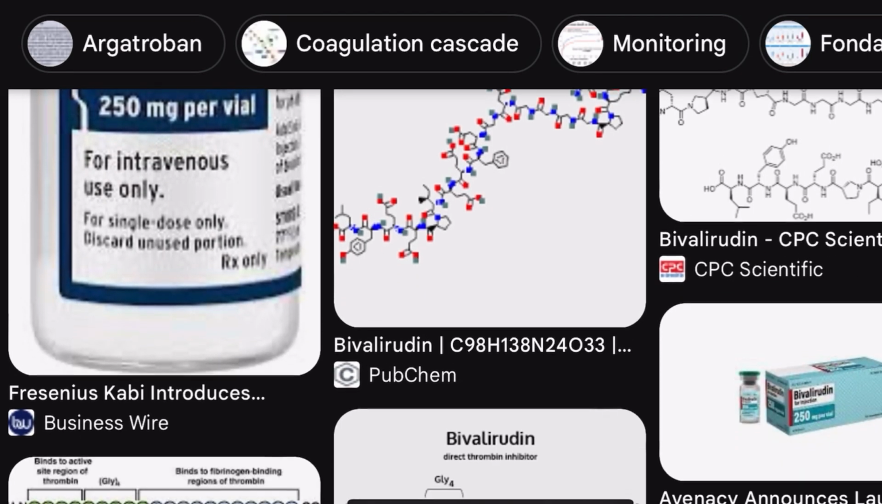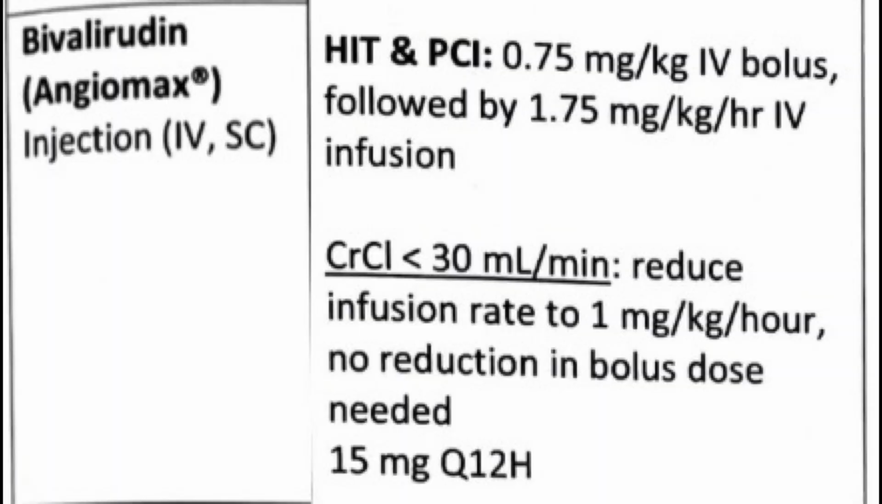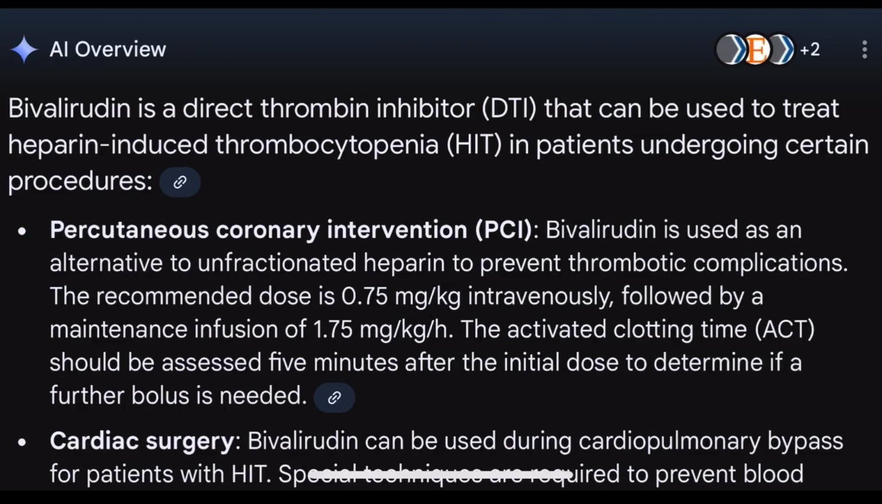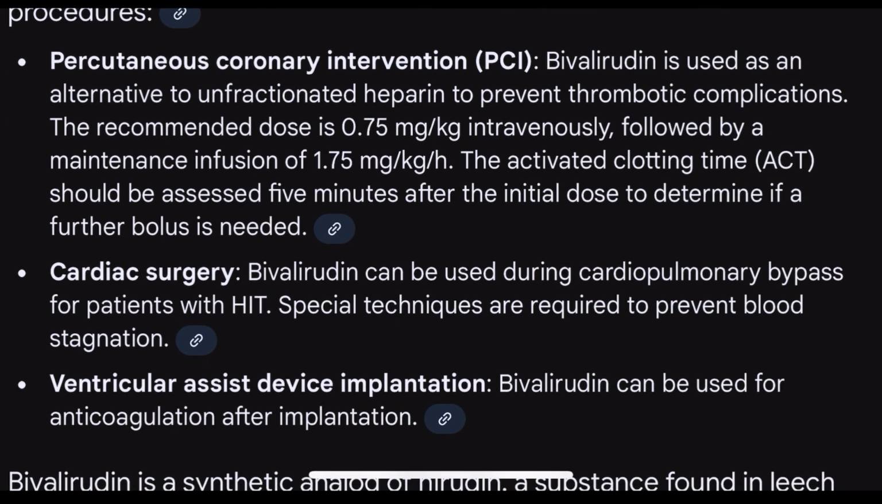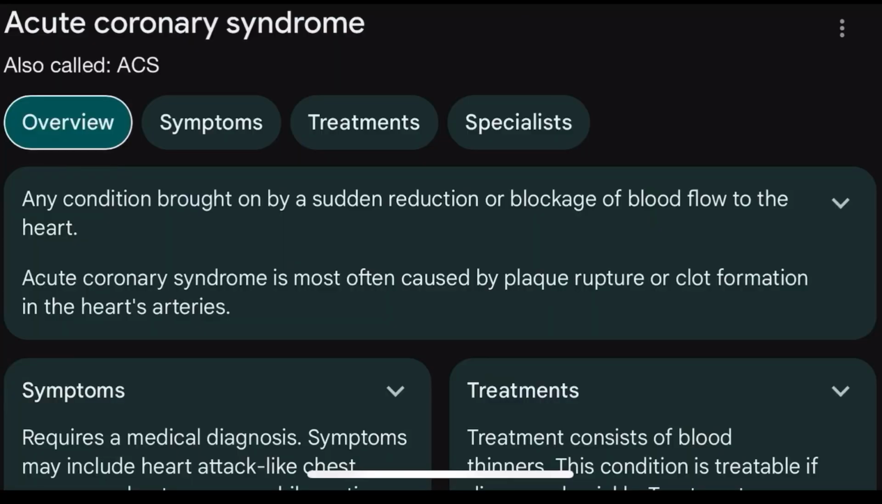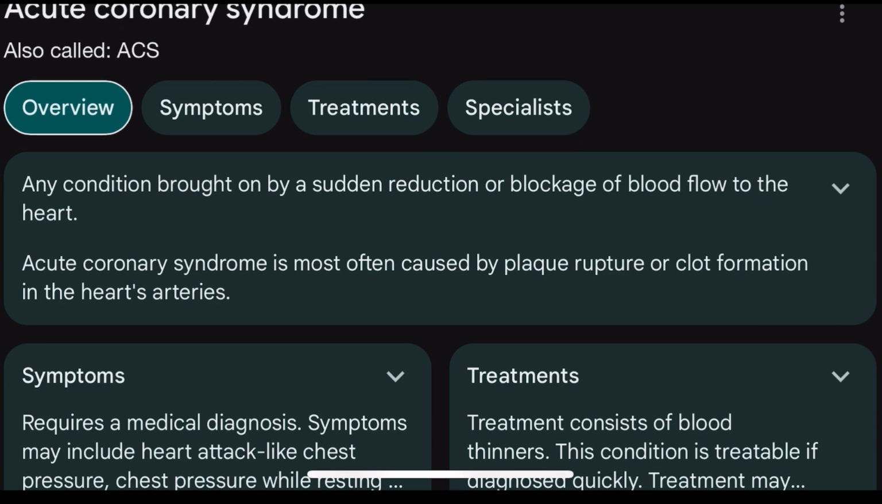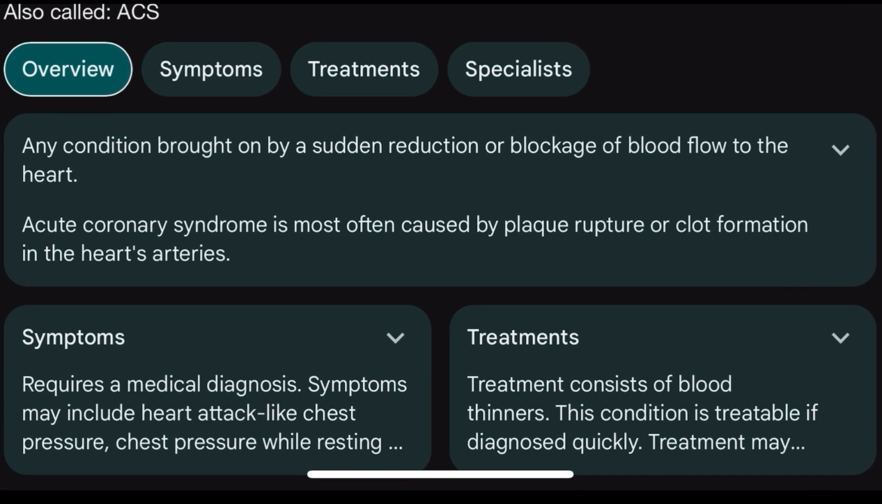Bivalirudin, Angiomax, it's 0.75 milligrams per kilogram IV bolus, and then 1.75 milligrams per kilogram per hour. That's if their creatinine clearance is less than 30. If it's greater than 30, you actually want to reduce the infusion rate to 1 milligram per kilogram per hour. And this is dosing for HIT and PCI. It is good for use in patients with ACS. And whenever it talks about PCI dosing and ACS, it's just like coronary artery disease, so some sort of buildup around your arteries is causing your blood flow to be not that great.